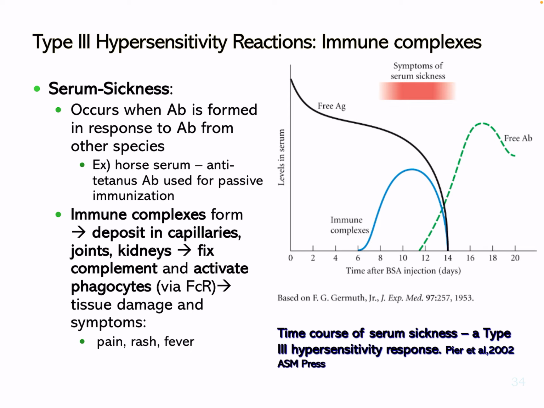So serum sickness occurs when antibody is formed in response to antigens from other species. For example, horse serum anti-tetanus antibody used for passive immunization. Immune complexes form, and these deposit in capillaries, joints, and kidneys, and fix complement and activate phagocytes via Fc receptors, and cause tissue damage and symptoms such as pain, rash, and fever.